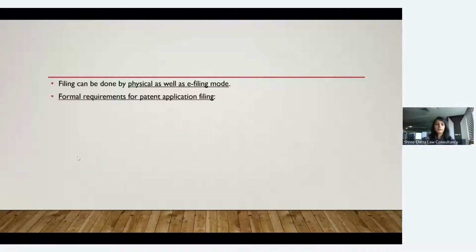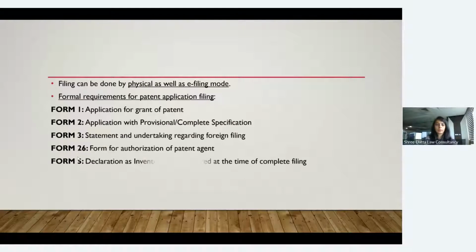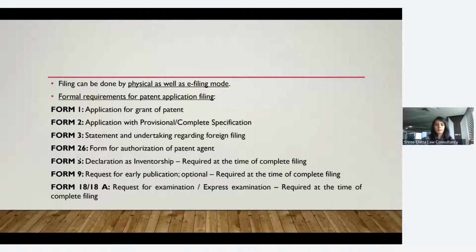Then formal requirements for the patent application filing. Formal means the form related requirements. So there are multiple forms that we have to submit when we are applying for the patent application. And it's the Form 1, which is related to the application for the grant of the patent, which covers all the basic details of the applicant, inventor, address, communication details like contact details, emails, and mobile numbers, then title, then how many pages are in the Form 2. That whole details are covered under the Form 1.